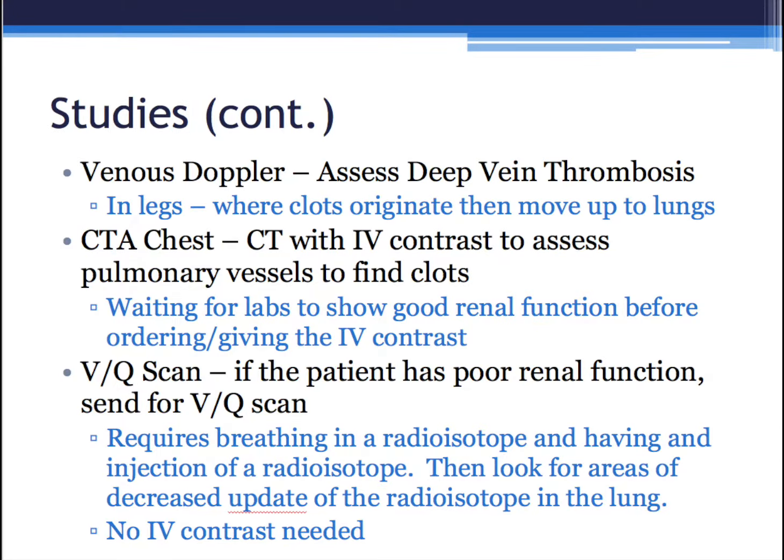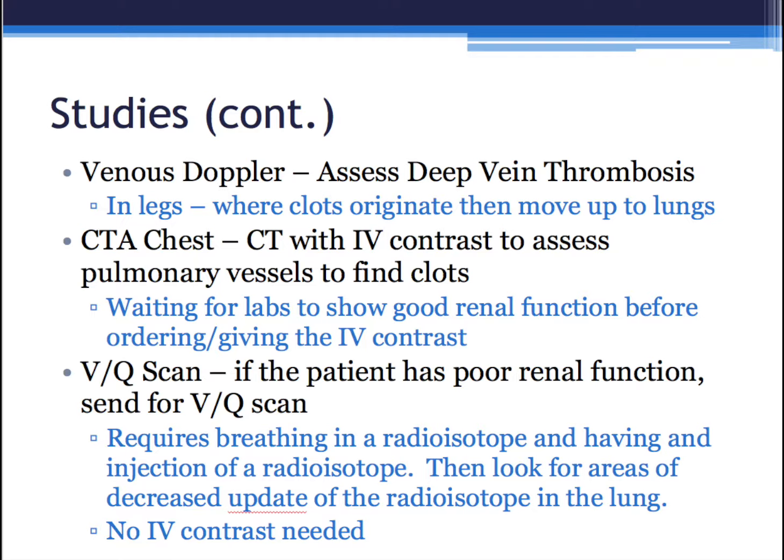Other studies that I like to touch on, one being a venous Doppler study. This particular study assesses deep vein thrombosis in the legs. That's where clots do originate and they move up to the lungs. So in this particular patient, venous Dopplers would be something that we would consider. However, this is primarily where things originate. And right now it looks like she's got a clot in her lung.